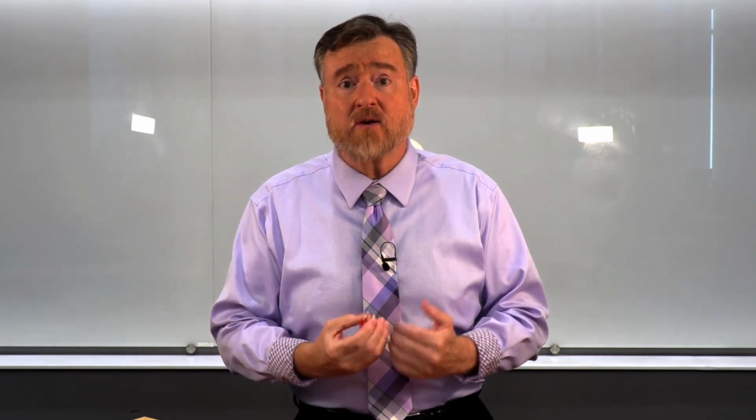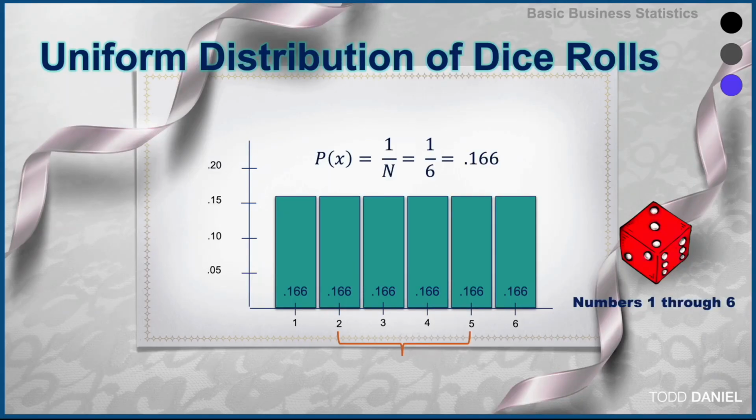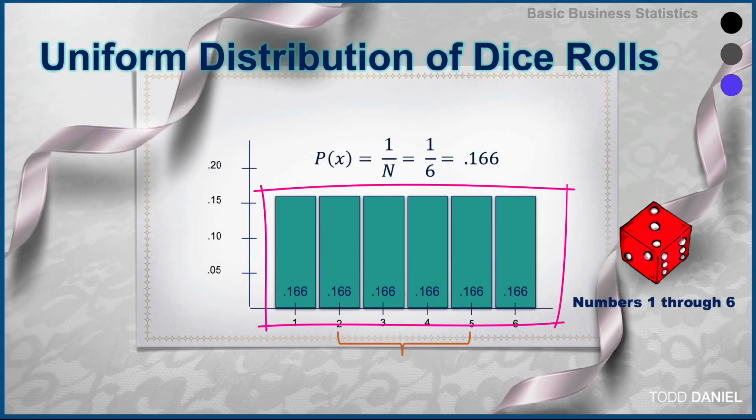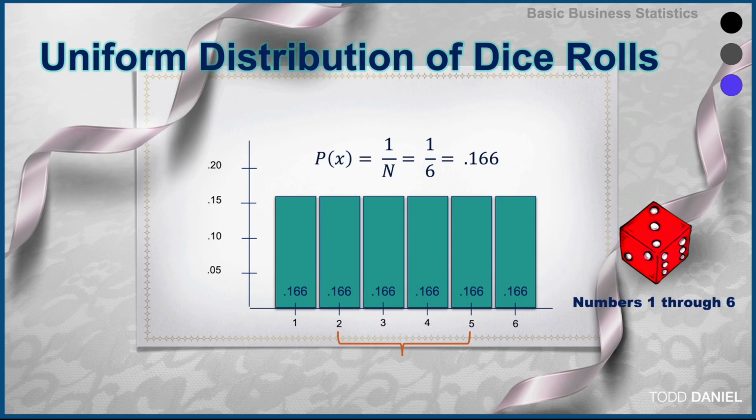Here's what the theoretical distribution would look like. Every option has exactly the same probability. Rolling 1 or 3 or 5 or 2 has a probability of 0.166, which has been calculated as 1 over n, where n equals 6 for a 6-sided die.